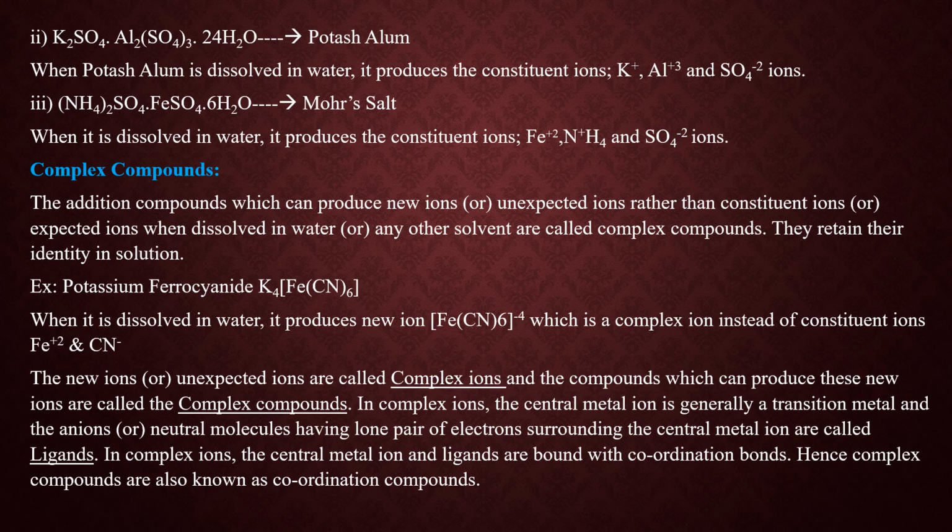Okay, next moving on to the third example. This is Mohr's salt. Mohr's salt is nothing but (NH4)2SO4·FeSO4·6H2O. So this is obtained by mixing or evaporating a solution of ammonium sulfate and FeSO4, that is ferrous sulfate. Okay, students, when Mohr's salt is dissolved in water, it produces the expected ions. What are they? NH4+, ammonium ion, Fe2+, ferrous ions and sulfate ions.